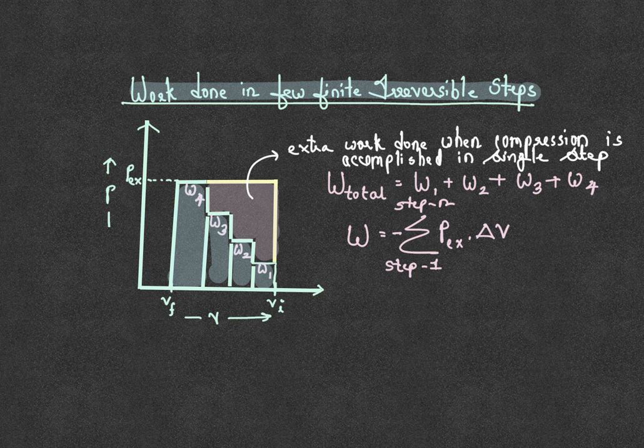Do you understand this? So if you ask me, no, we want to accomplish the compression of gas from VI to VF, but we want to know what is the minimum work that can be done here. We want to know the lower limit. We don't want to do a bit of extra work. We just want to do the minimum work. Then I would say, carry out the work in reversible manner.